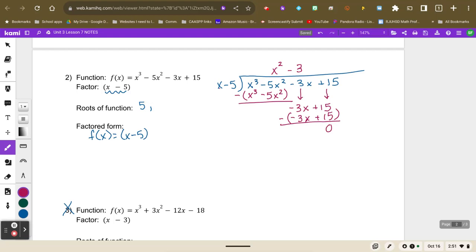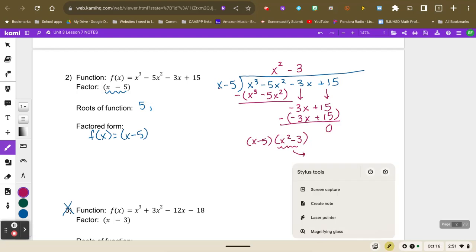So we know it's going to be x minus 5 and x squared minus 3. But we need to simplify this. So we're going to go x squared minus 3 equals 0. We're going to add the 3 to both sides.